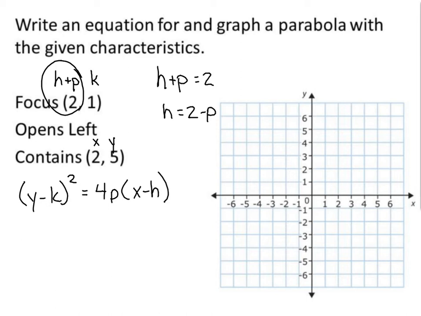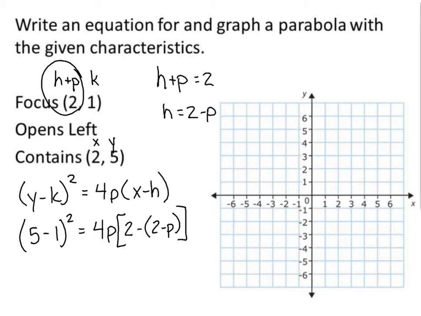Now let's plug in our h value, our k value, our x, and our y. So our y value is 5, because that's the point where it is contained. Our k value is 1. We don't know what p is. That's going to be the variable we're solving for. Our x value that we're given is 2. And we just said that our h value is 2 minus p.